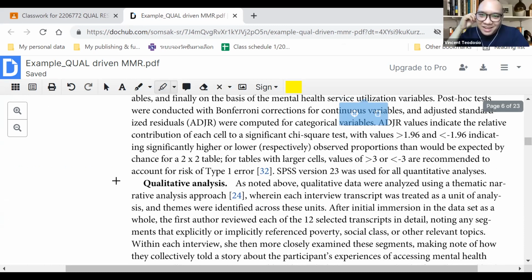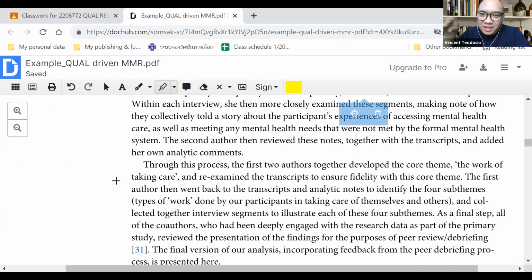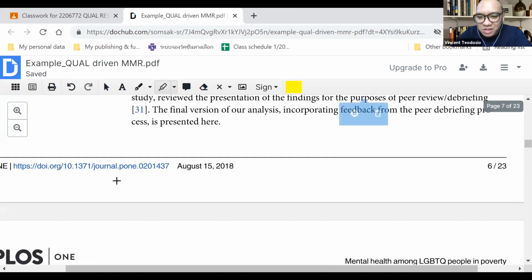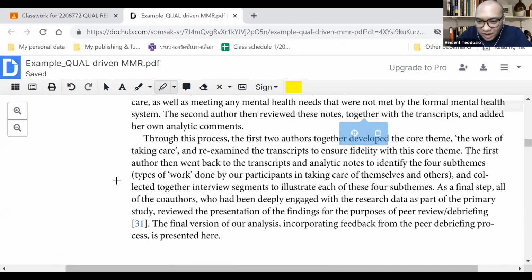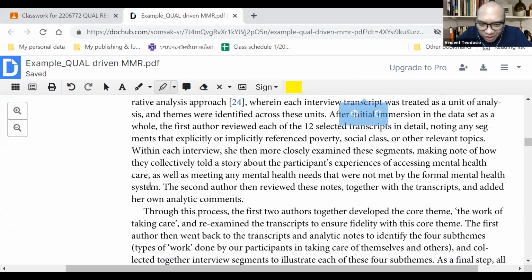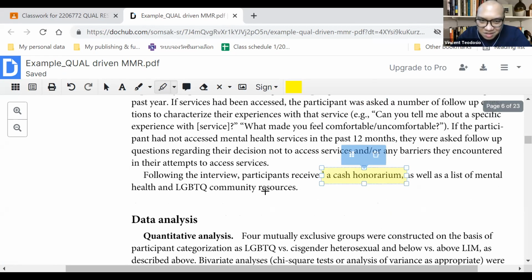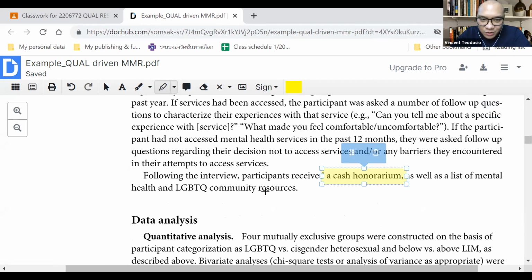Ajarn, while Vince is thinking, I just noticed, similar to what you said a while ago regarding the ethical issue before the interview, there's also a statement wherein they gave a $10 gift card as compensation for the interviews. Yes.